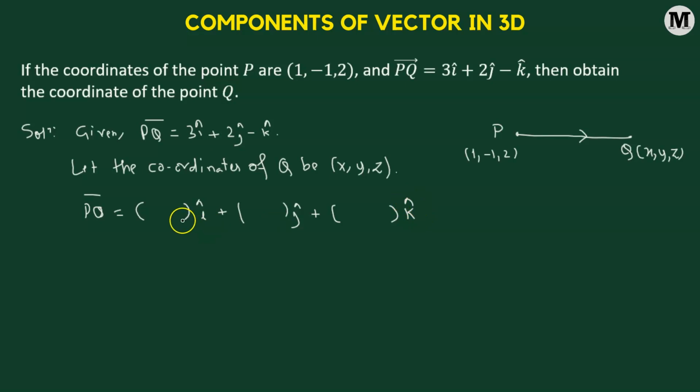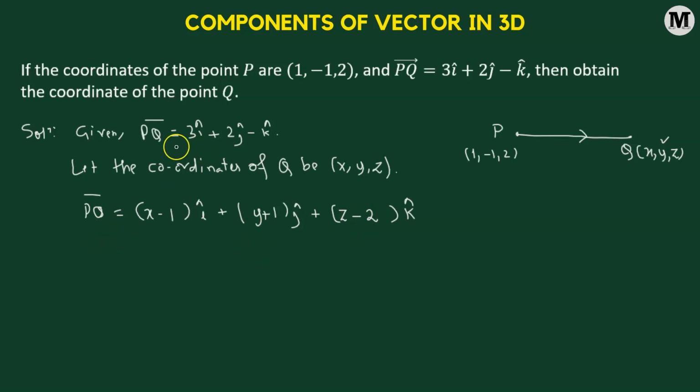Now to find out the difference of the x coordinate, since Q is the end point and P is the initial point, we'll do the final point minus the initial point. So that's going to give us x minus 1. And then to find out the difference of the y coordinate, we'll do y minus -1. So that gives us y plus 1. And then the difference of the z coordinate will be z minus 2. So this is the vector PQ.